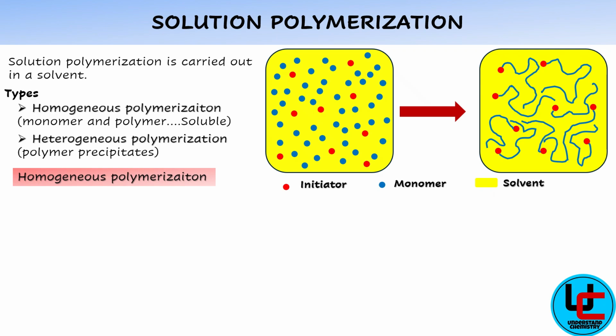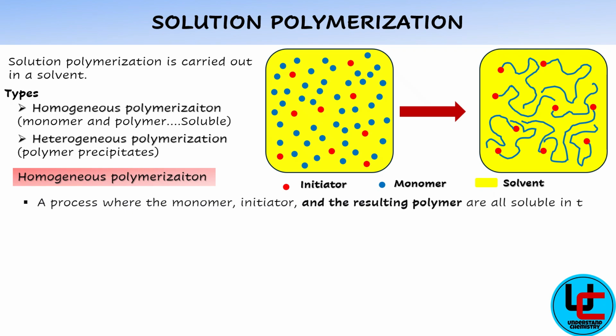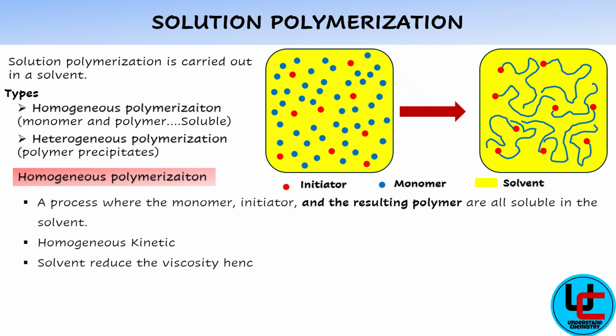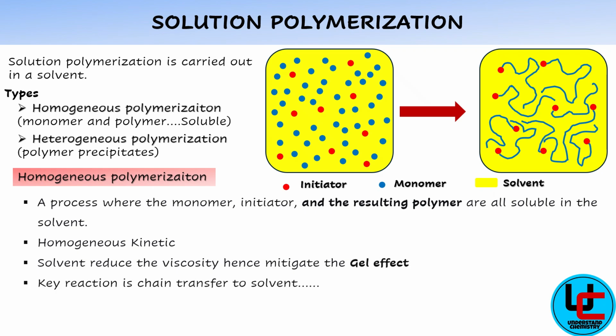In this method, the monomer, initiators, and resulting polymer are all soluble in solvent, creating a uniform reaction medium. This homogeneity allows for consistent reaction kinetics, making it easier to control the polymerization process. One major advantage is that the solvent reduces viscosity, which helps to reduce the gel effect that we often see in bulk polymerization. By keeping the mixture fluid, the solvent improves heat dissipation and molecular mobility, allowing for smoother propagation and better control over termination.